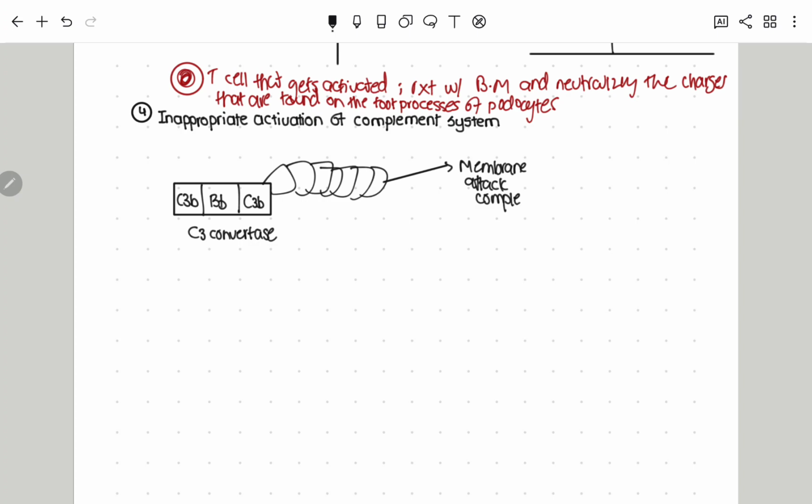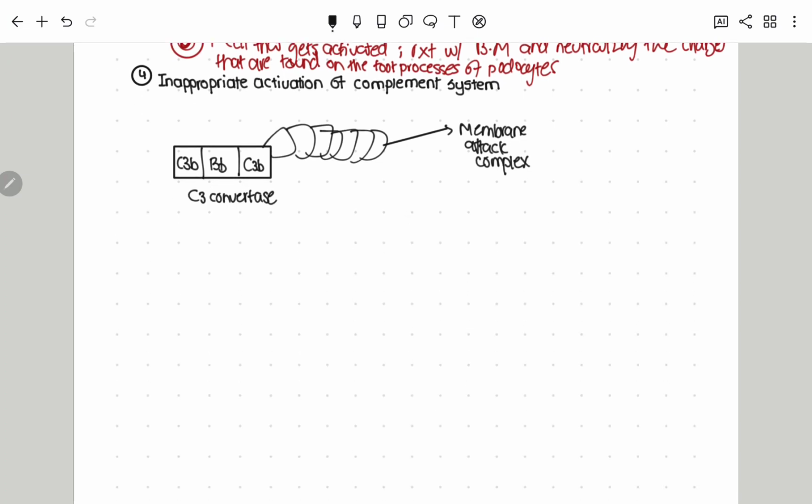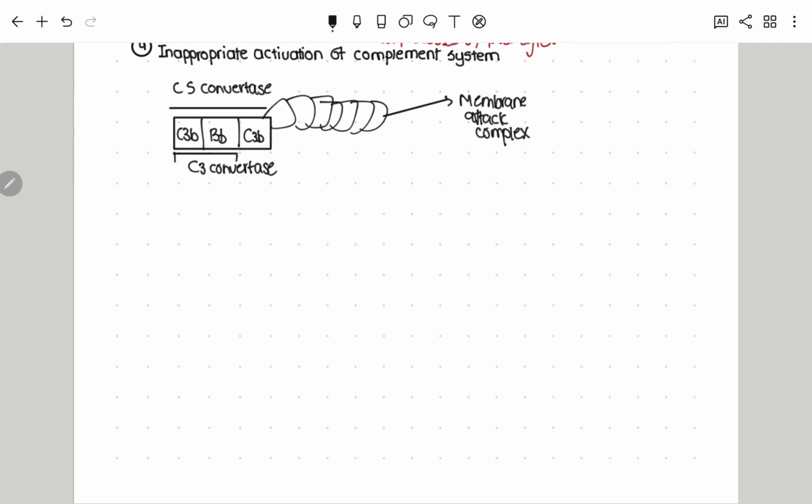Now this normally is associated when you have antibodies that are targeted to specific antigens, but if you have an inappropriate activation of these enzymes, specifically C3 convertase and C5 convertase, so this bit makes up the C3 convertase and this whole molecule makes up the C5 convertase. If you have an inappropriate activation of these proteins, you can result in the formation of membrane attack complexes. And the reason this is still classified as a primary mechanism of injury is because you can have antibodies that are produced against C3 convertase, and these are known as properdin factors.